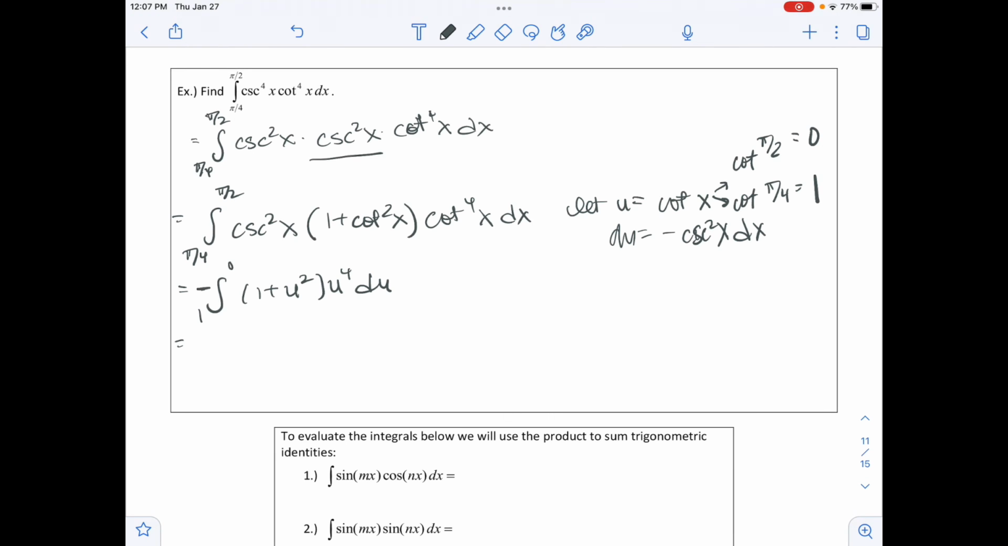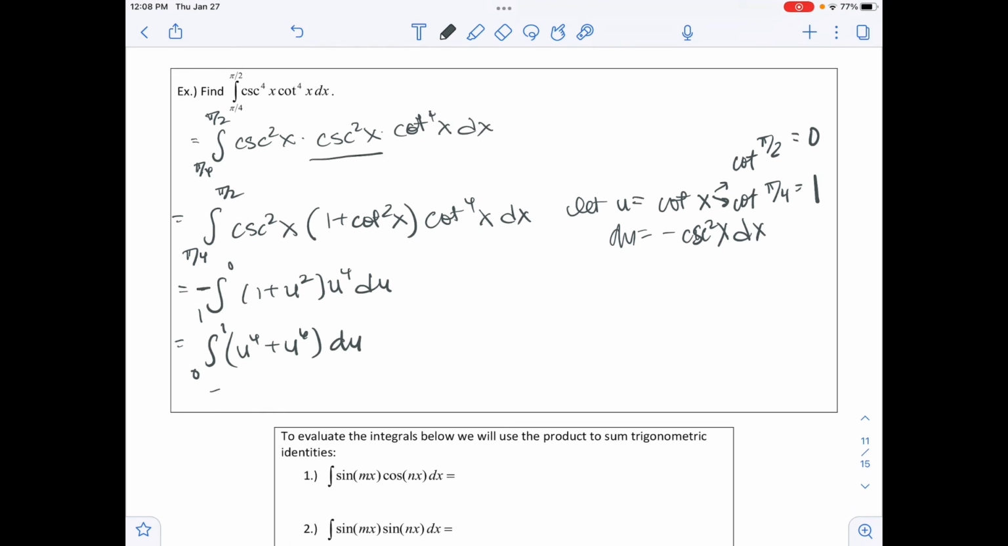And again, we can flip those limits of integration since they are written backwards, with the lower one not being the smallest number, and switch the sign. So this is now going to be the integral from 0 to 1, and it's now positive. And distributing through u to the 4th, I get u to the 4th plus u to the 6th du.